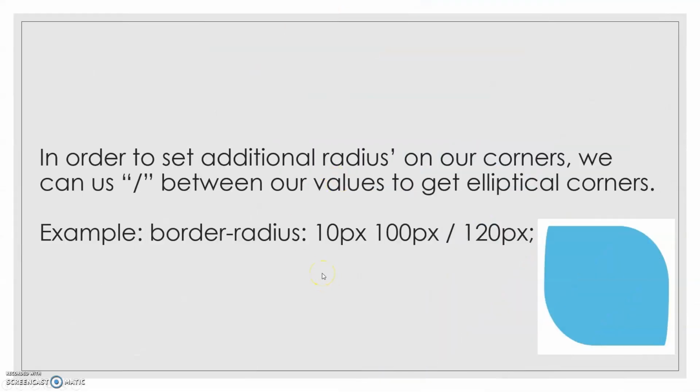In order to set additional radiuses on our corners, we can use a / between our values to get an elliptical corner. So here in this example, I've used the border radius 10 pixel by 100 pixel, and I got my / 120 pixel right here. And this enables us to have these additional curves within our boxes, if that's something that is going to be required in our projects.